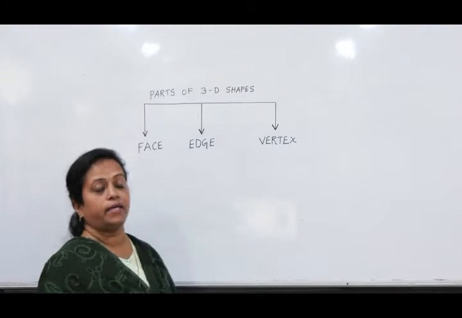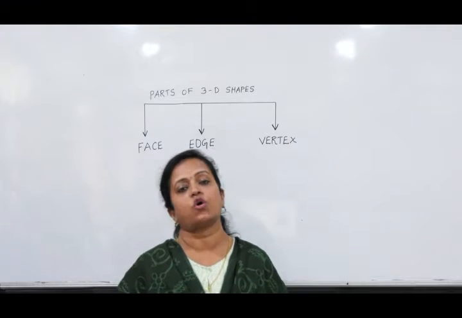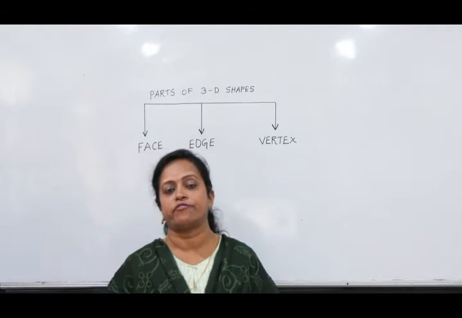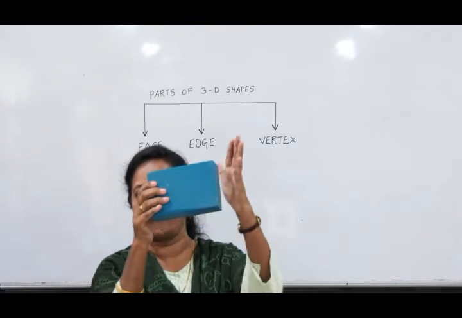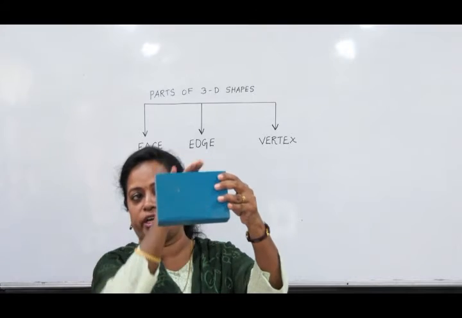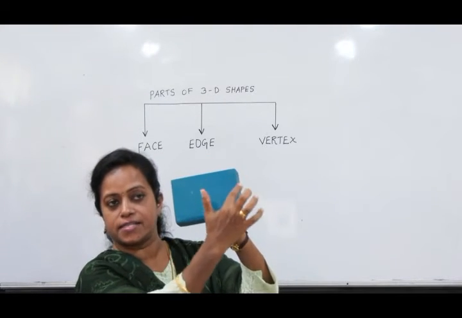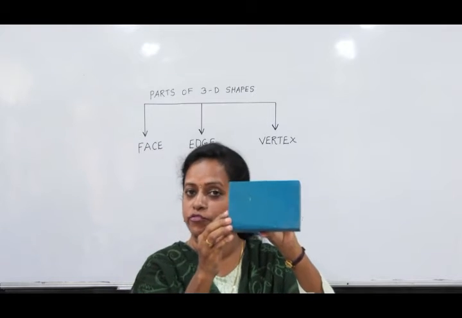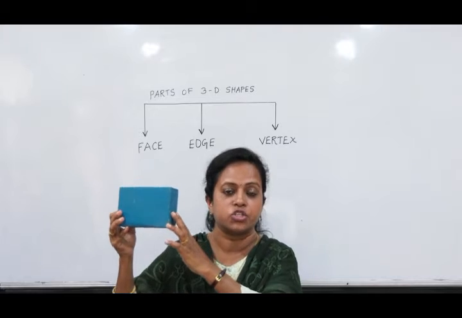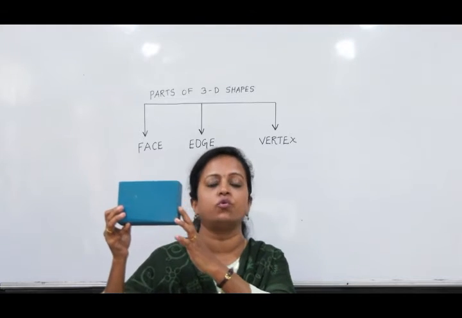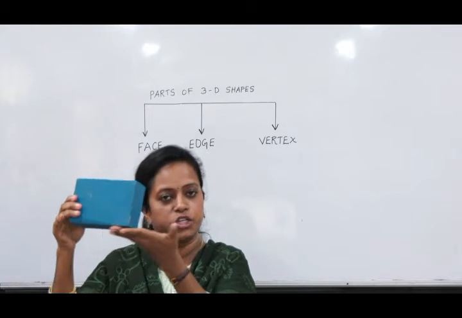What do you mean by face of a three-dimensional shape? A face of a three-dimensional shape refers to the flat surface. The flat surface which makes the shape. So if you see a cuboid, you can see that this flat surface has the shape of a rectangle. So what do you mean by face of a three-dimensional shape? It refers to the flat surface which makes the shape.